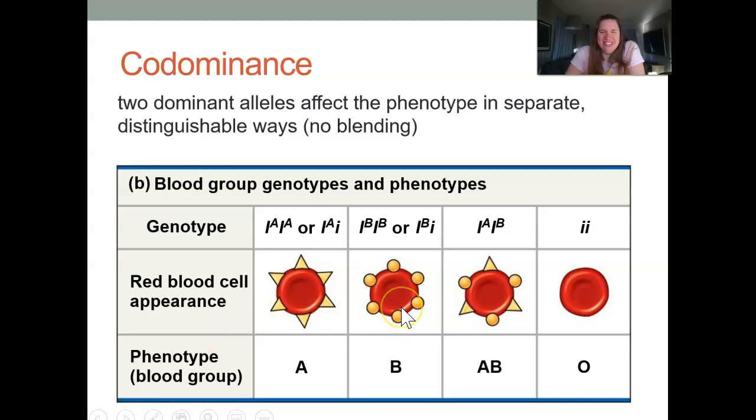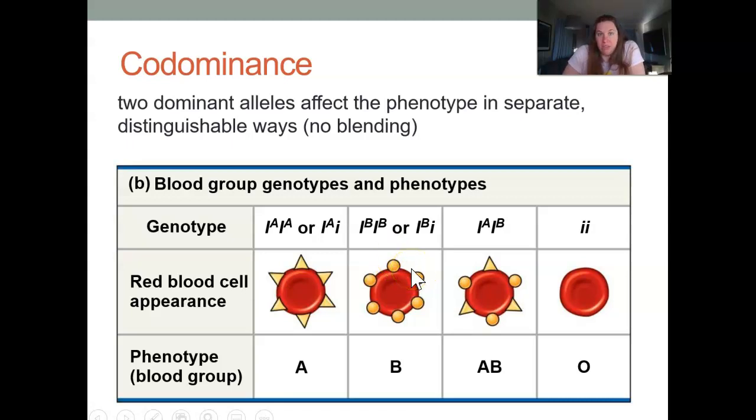I know this is a little confusing, but let's look at the actual phenotype of our red blood cells. These red circles represent our red blood cells. And remember, if we have the IA allele present, we're going to have this triangle carbohydrate on the outside of our red blood cells. Whereas if we have an IB allele in our genotype, we're going to have this circular carbohydrate expressed on the outside of our red blood cell.